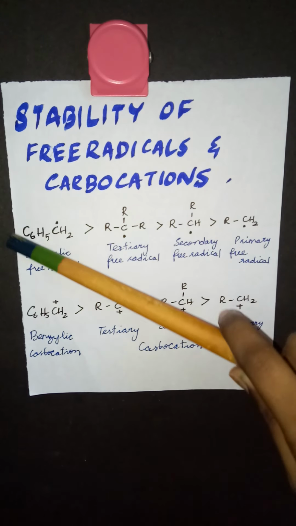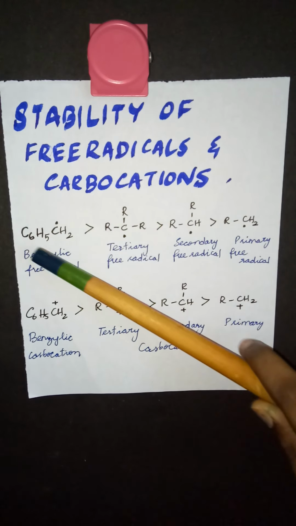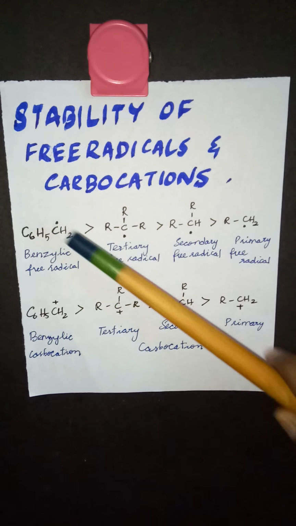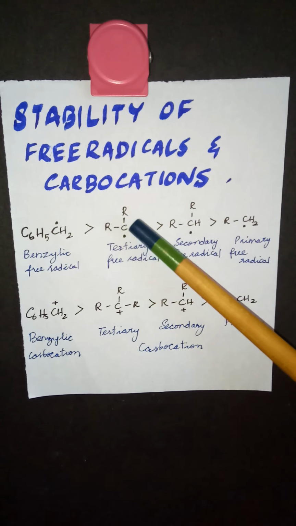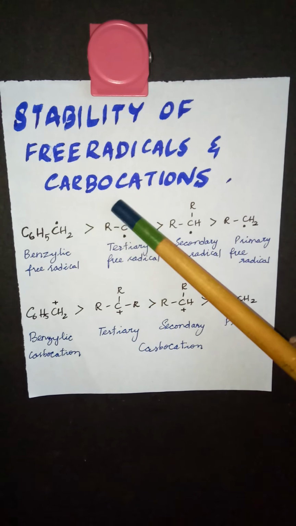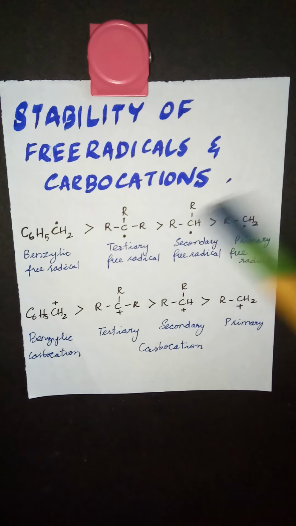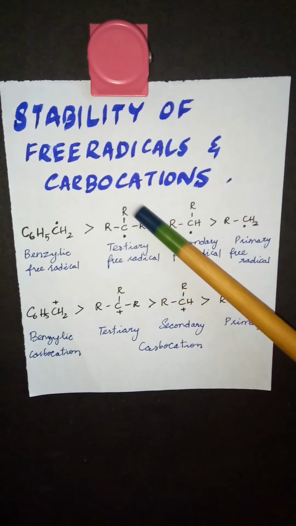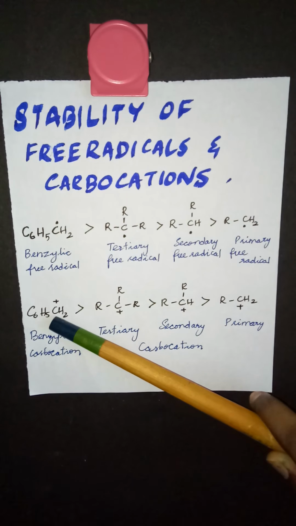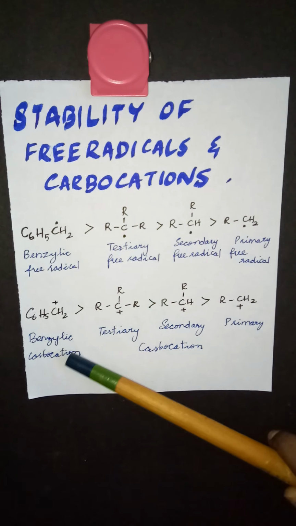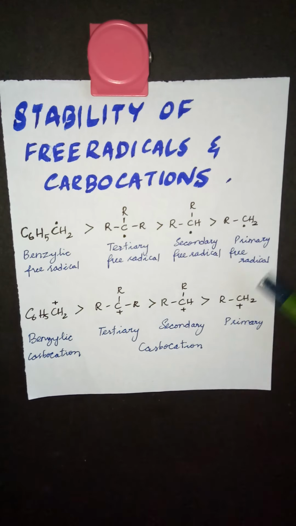See, this is a benzylic free radical, carbon with an odd electron or unshared electron. And in the first video, I told you what is tertiary, secondary, and primary. If your selected carbon has three carbon neighbors, we call that tertiary, and this carbon has one unshared electron, so this is a free radical. So this is a tertiary free radical, secondary free radical, and this is a primary free radical. Same way, if your carbon carries a positive charge, this is a benzylic carbocation, tertiary carbocation, secondary carbocation, and primary carbocation.